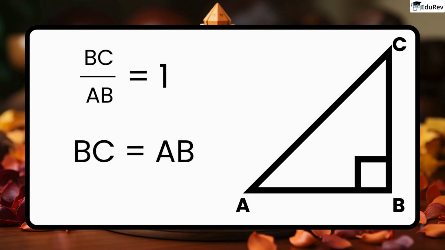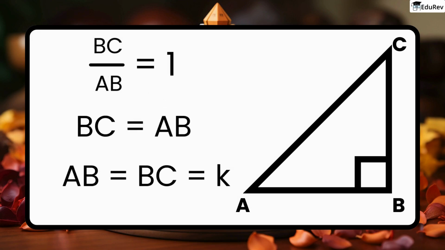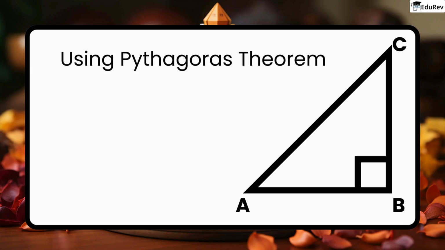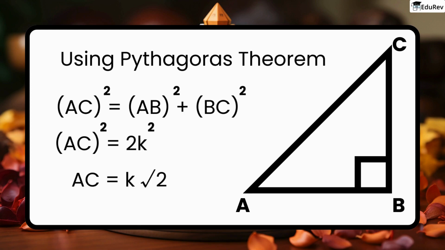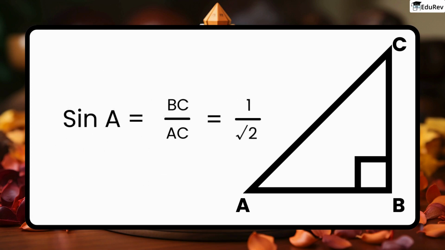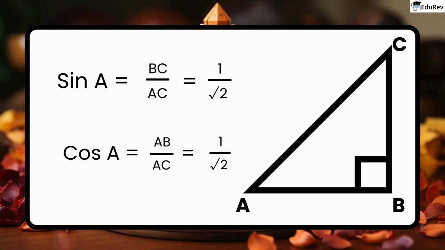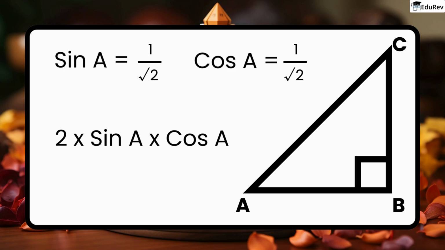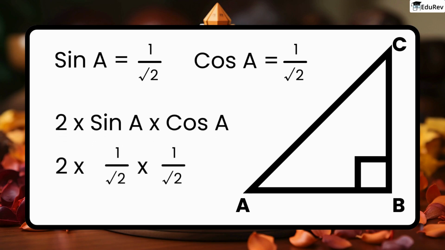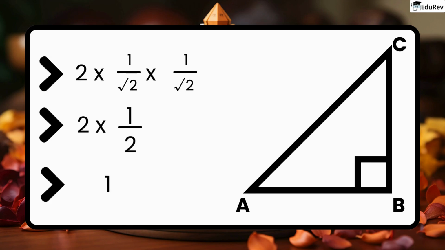BC equals AB. Now let us assume AB equals BC equals K. Now using Pythagoras theorem, we get AC square equals AB square plus BC square. AC square equals 2K square. AC equals K root 2. Now we get sin A equals 1 upon root 2. Cos A equals 1 upon root 2. Now simply putting values in the required expression, we get 2 into 1 upon root 2 into 1 upon root 2. On solving, we have its value equal to 1.